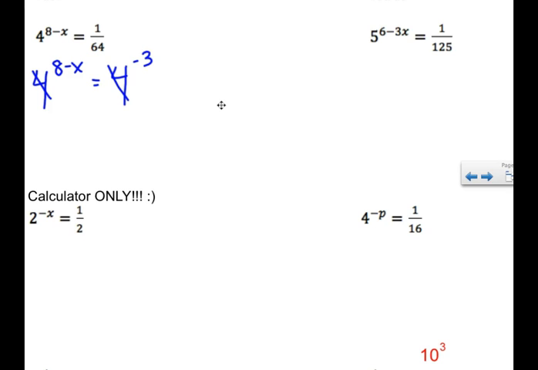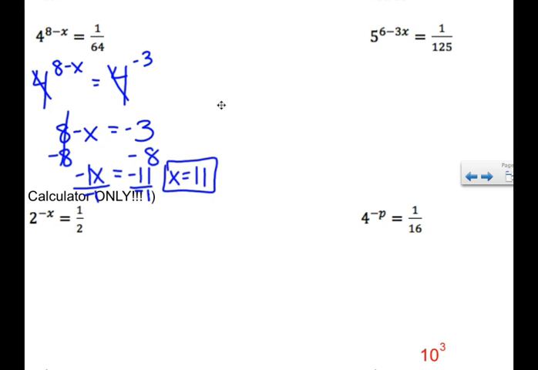And so my 4's will cancel out, leaving me with 8 minus x equals -3. I solved that by subtracting 8, because that 8 is positive out front. So I would get -x equals -11. Same thing as a -1 right there, imaginary -1. So I'm going to divide by -1, and I will get a positive 11. Okay?